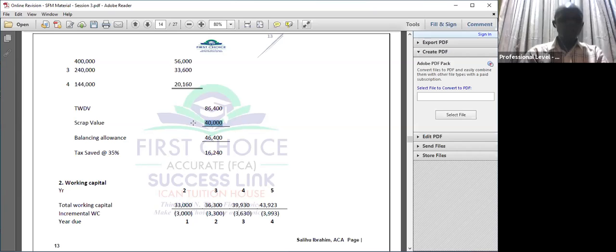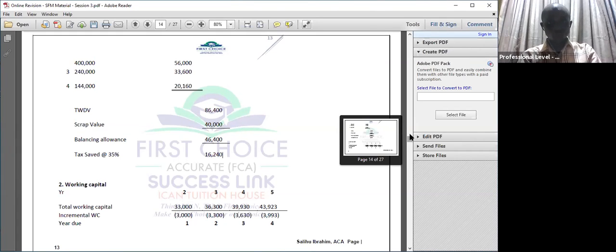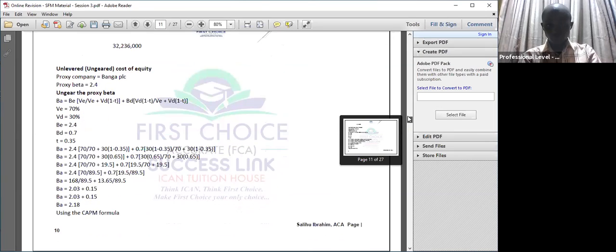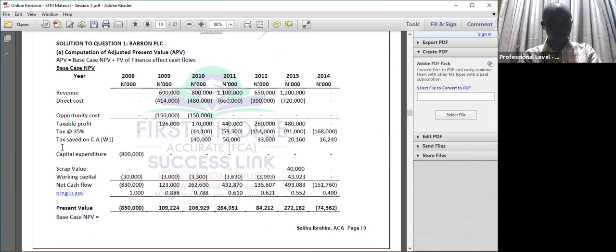Therefore, I will have to get a benefit in the form of allowance. And that allowance is also called balancing allowance. So how much tax am I saving on that allowance? 35% of that, 16,200. So these are what I will post in the solution as my tax saved. So I will go to that solution and post my tax saved on capital allowance. Can you see that? Tax saved on capital allowance.